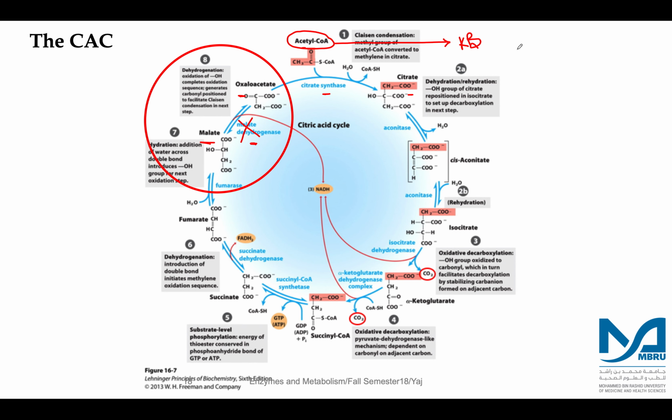So please remember this. In order for acetyl coenzyme A to go into the citric acid cycle, you require oxaloacetate. If oxaloacetate is absent, acetyl coenzyme A will be converted to ketone bodies. Very, very important.